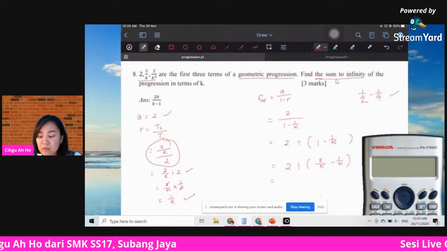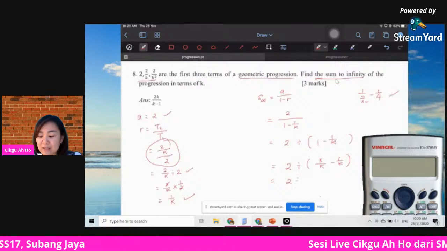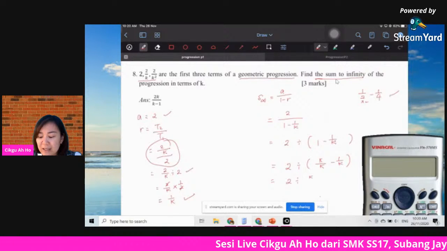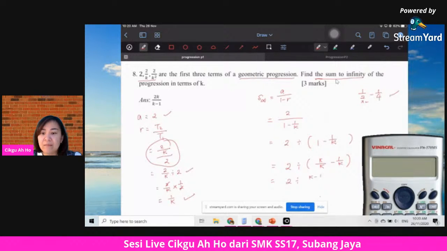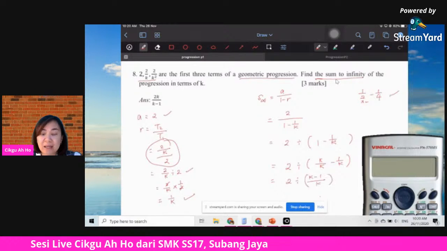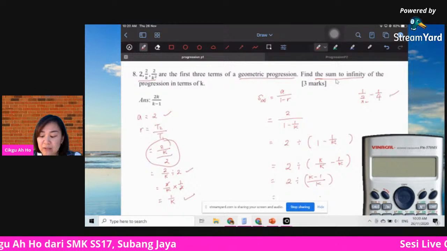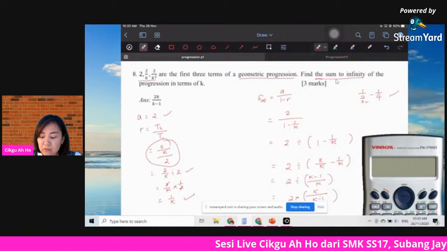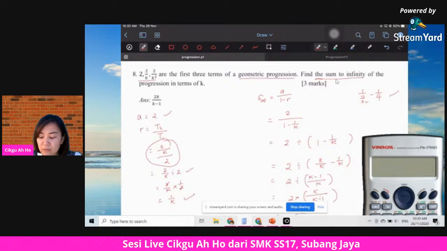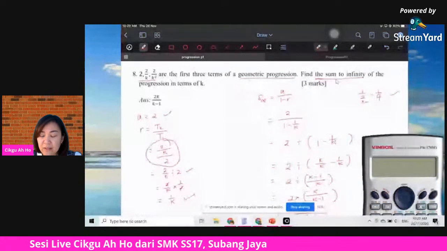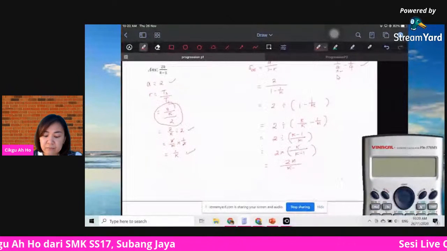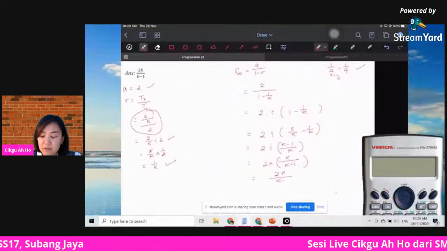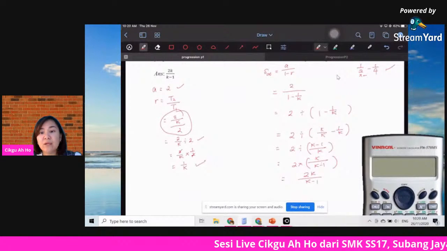Ni, so cikgu buat lagi. K tolak 1 bahagi K. Sambungkan. Combine. Okay, lepas tu bahagi, cikgu kata terbalikkan jadi darab kan. So 2 darab K bahagi K tolak 1. So then only you put lah the answer. Darab masuk. Okay, so then now you get the answer. Okay, K minus 1. This is how you get the answer lah.